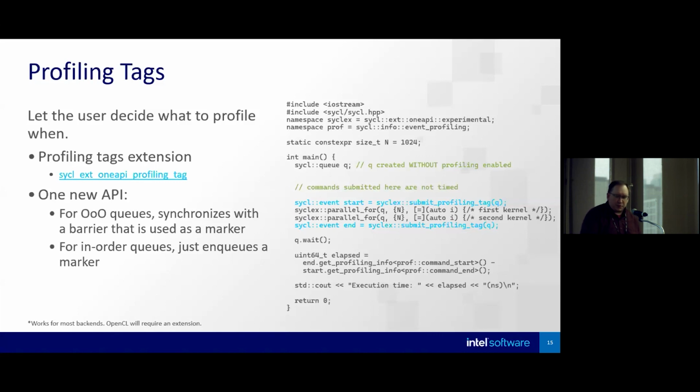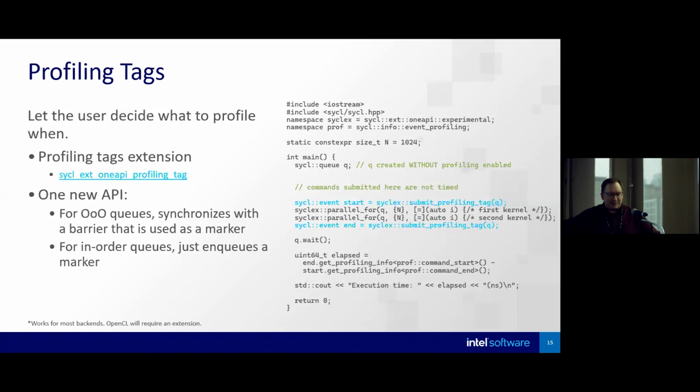What about some of these other issues, like profiling? For profiling, we have another proposed extension called profiling tags. The idea behind profiling tags is we wanted to let the user decide what to profile when. This introduces one new API that works roughly as follows. For out-of-order queues, when you submit this profiling tag, it synchronizes using a barrier that's used as a marker. And if you're doing this on an in-order queue, it just enqueues a marker. It just gives me the next point in the queue.